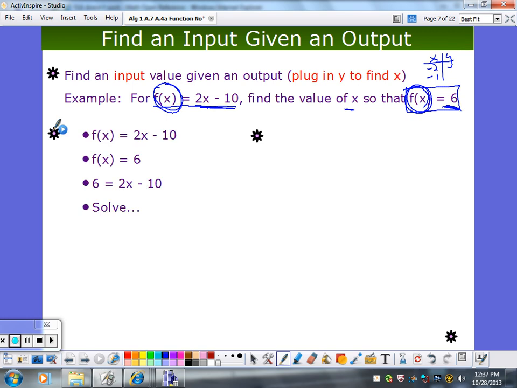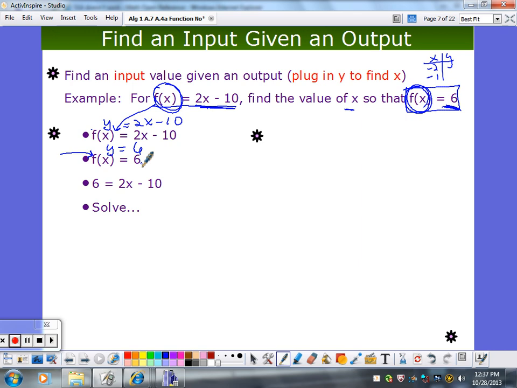So let's see what I got here. f of x equals 2x minus 10, right? We agree? I'm also telling you that f of x equals 6. Think of this as if I said y equals 2x minus 10 and y equals 6. How would you go ahead and find x?